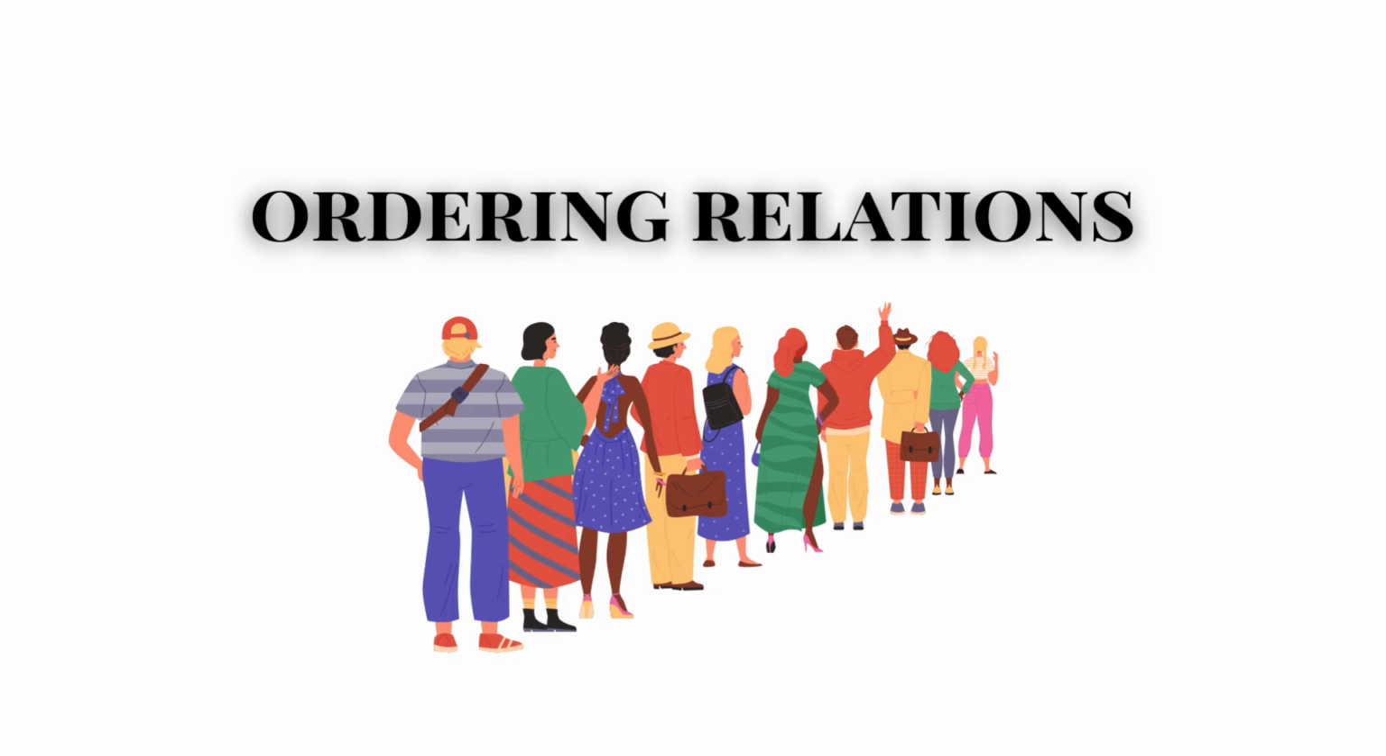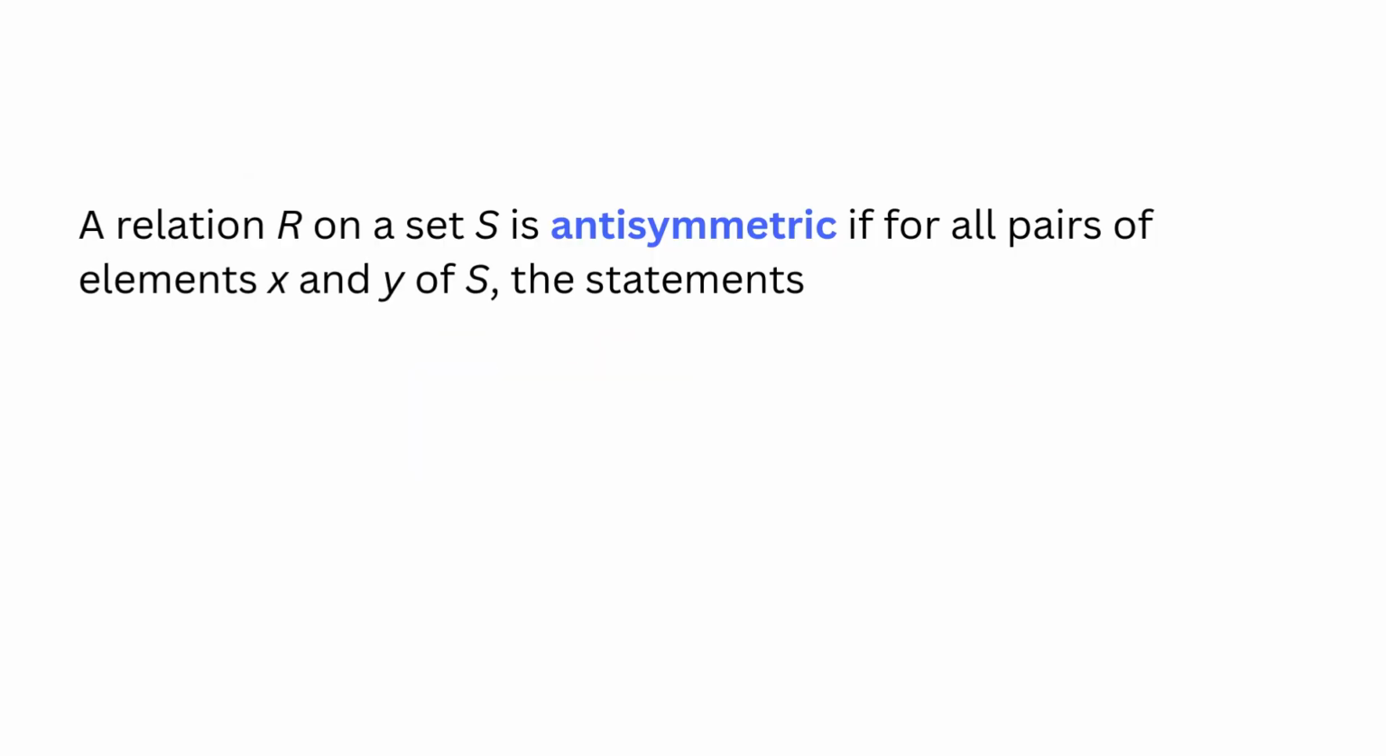Now, let's move to ordering relations. Although not easy to realize immediately, the backbone of equivalence relations is the symmetric property. Remove this property and the entire flavor of the relation changes drastically. In particular, ordering relations replace the symmetric property with its antithesis, the antisymmetric property. A relation on a set S is antisymmetric if for all pairs x and y.